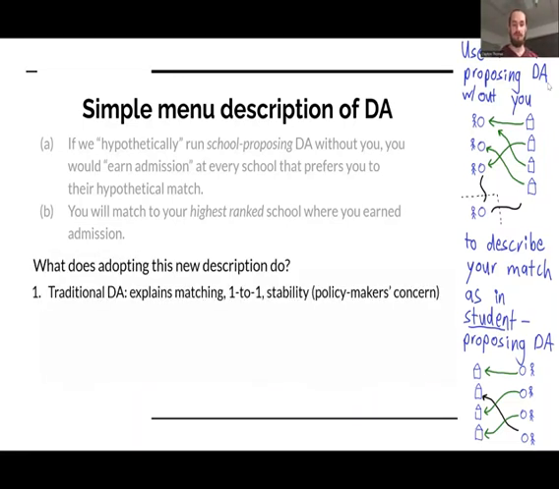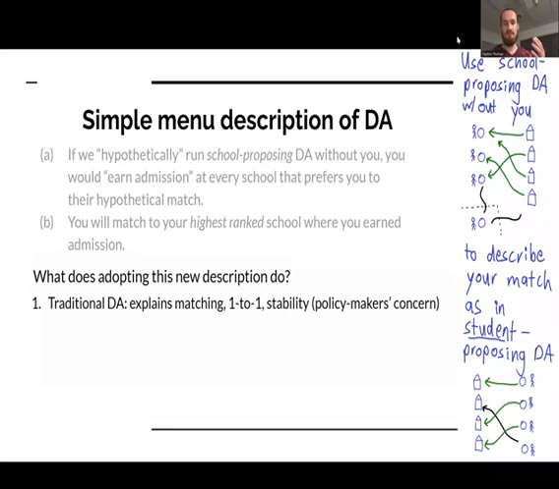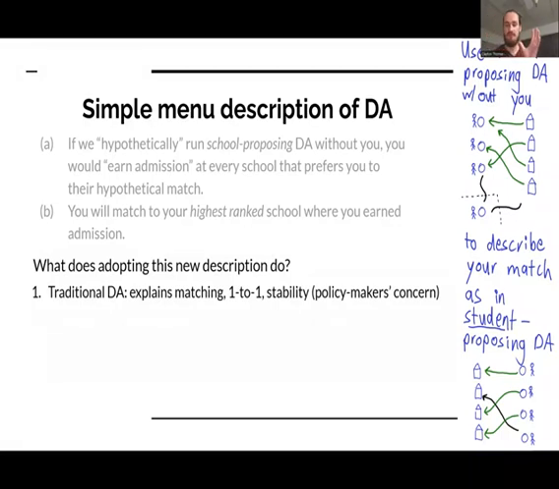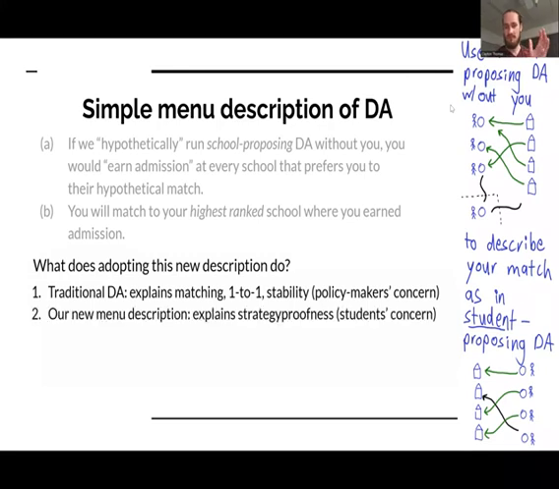So more concretely, what does adopting this new description do? Under traditional DA, we had a nice description. It explained a lot of things, the fact that the matching was one-to-one and maybe even stable. But these things are mostly the concerns of the policymakers, the people who wanted to select the matching. What our new description does is explain strategy proofness, the most crucial thing that a student needs to know when formulating their own preference list, their own report to the mechanism.